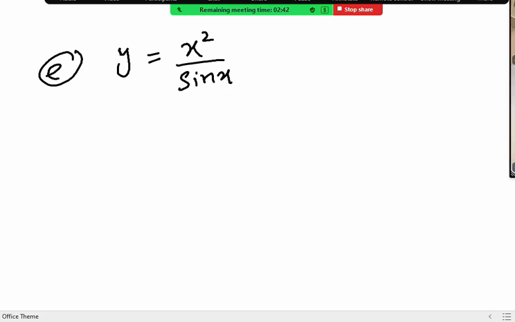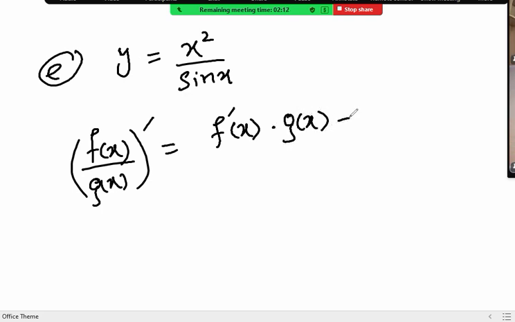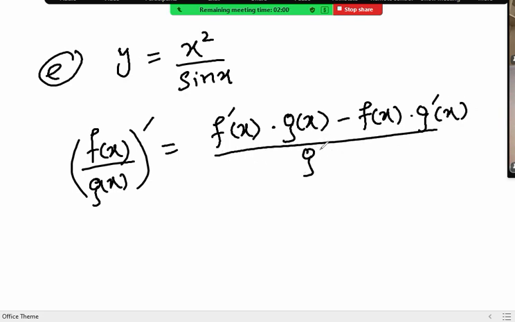You need to apply the quotient rule, and the quotient rule formula is, let's say we are given f of x divided by g of x, whole derivative equal to: you need to take the derivative of the numerator, write the denominator as it is, minus write the numerator as it is, write the derivative of the denominator, divide by the denominator squared.